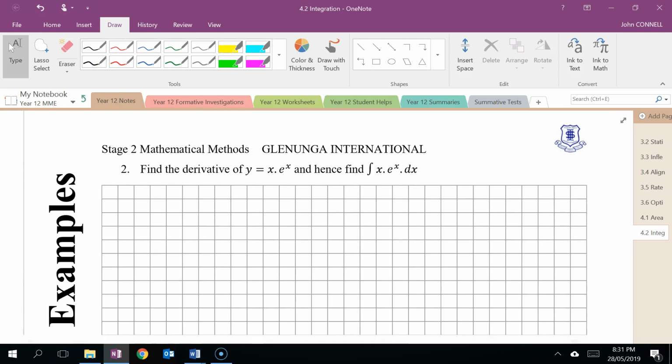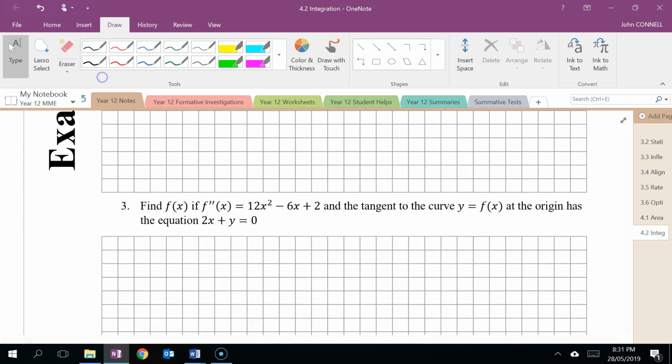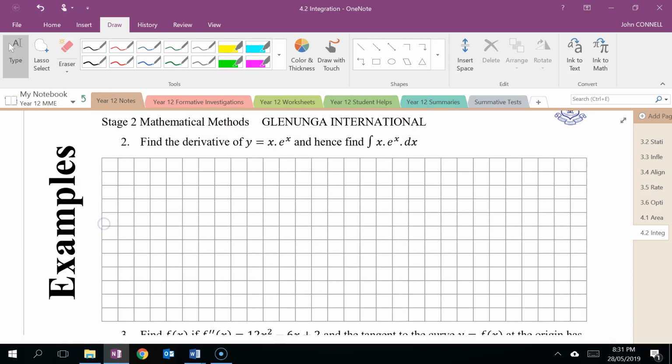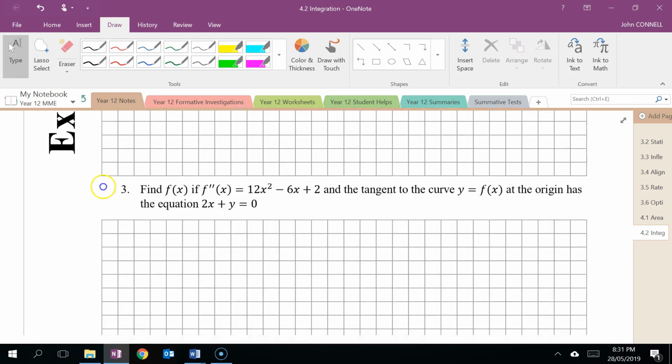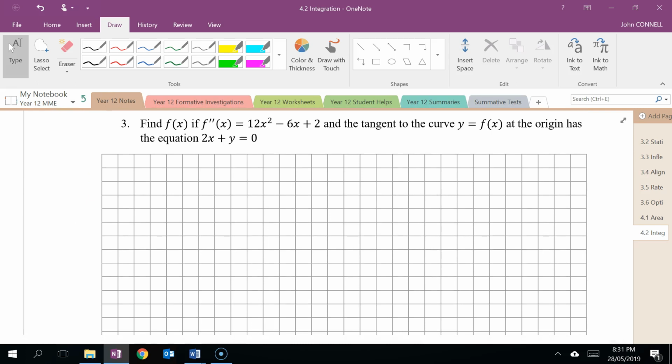Okay, so it's a couple more questions that we've got here. Actually, that question 2 I'm going to leave for later, so I'll go through question 3. So we're given a second derivative here, and we're asked to find f of x. So I'm going to have to integrate.